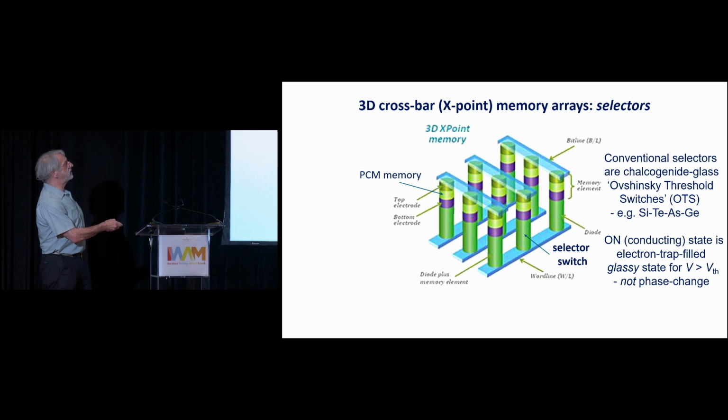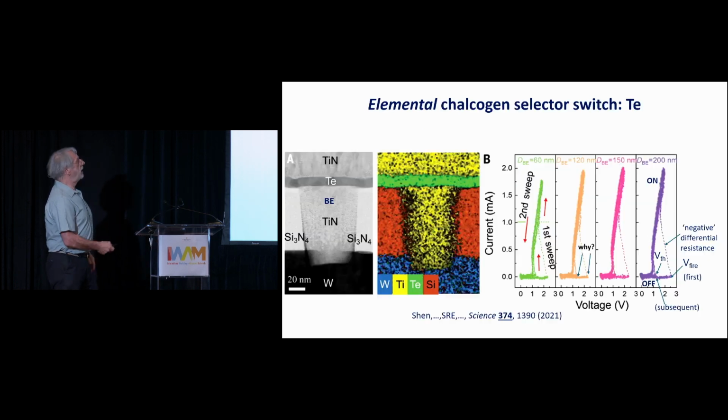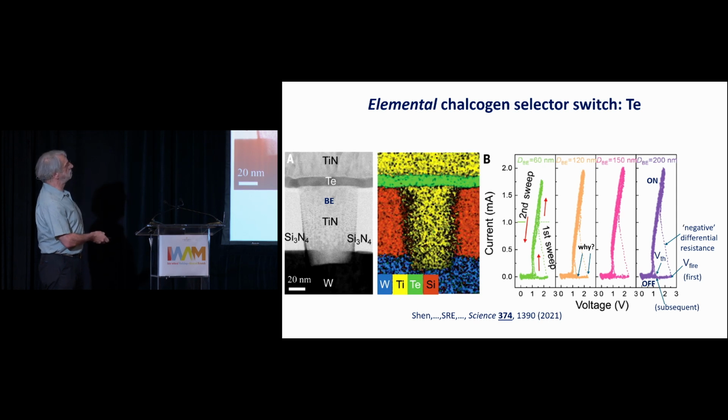I now want to talk about the switch, because without the switch, you can't write individual memory cells here. In the devices that are being used at the moment, they use these rather complicated chalcogenides, and the on state here is just an electronic effect. It's just electron trap filling. We discovered 2 or 3 years ago that you could actually do it with a single element, tellurium, and that switches. So here you have a top electrode, titanium nitride, a bottom electrode, titanium nitride. Here's tellurium, about 10 nanometers thick.